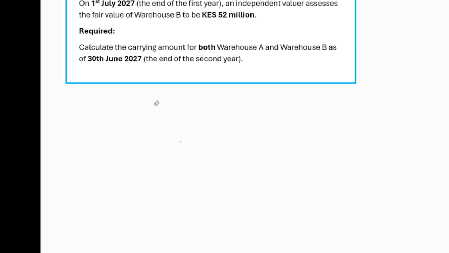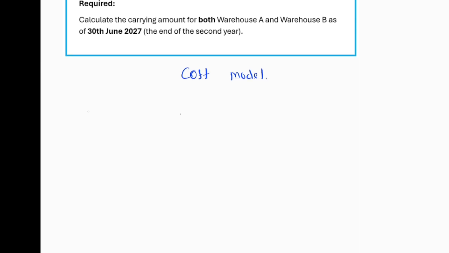So for cost model, this is the cost model. Warehouse A has a cost of how much? 50 million. Useful life of warehouse A is 25.